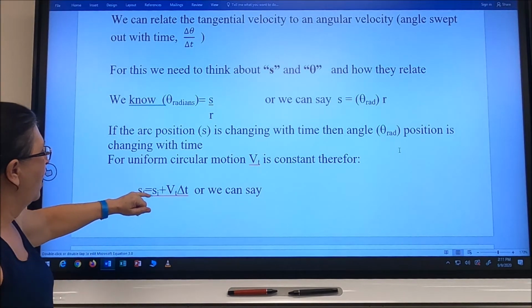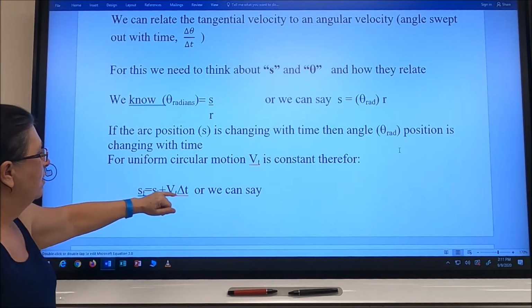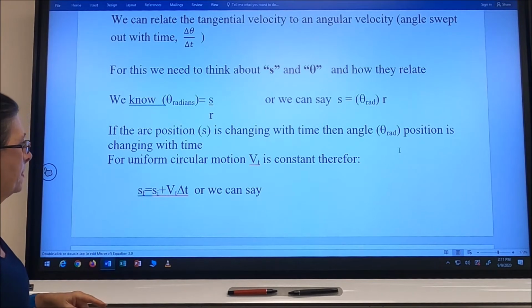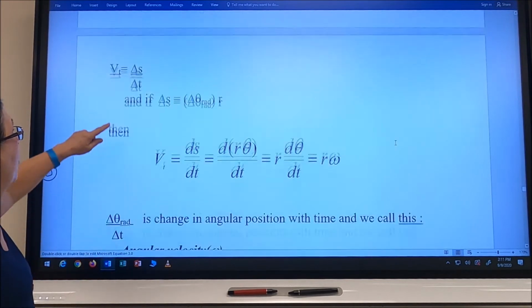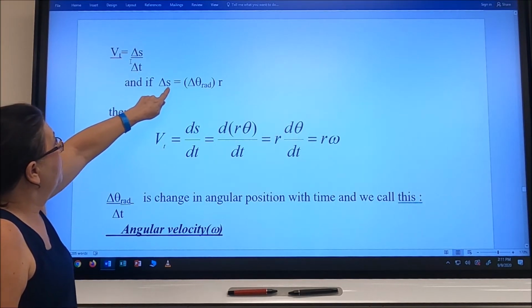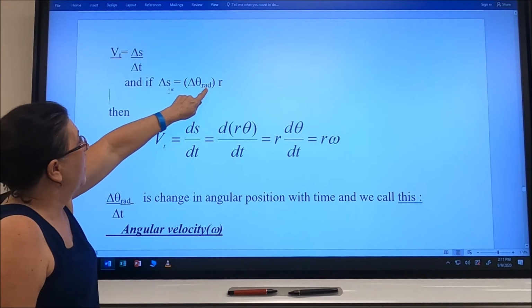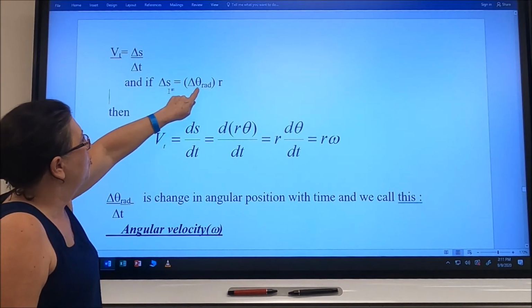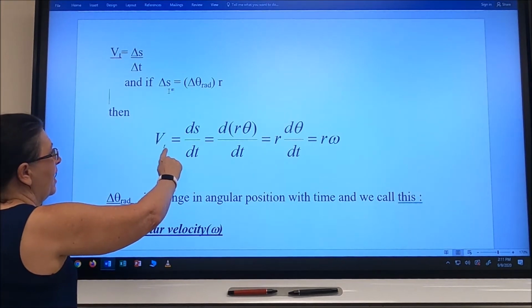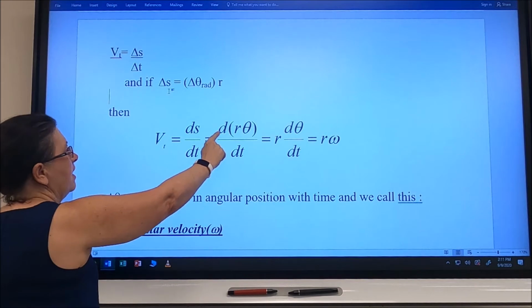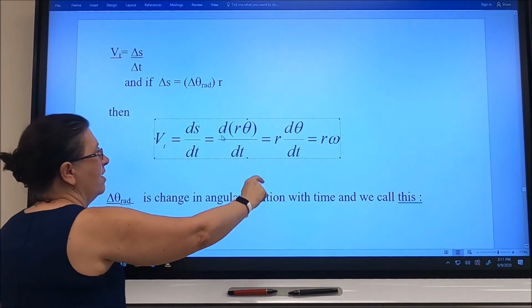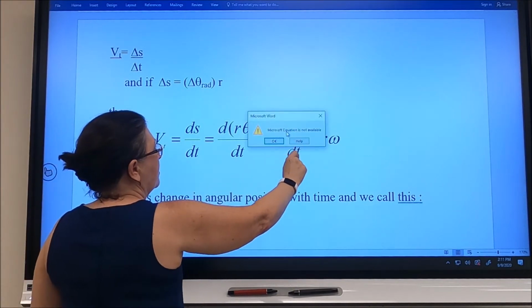So we know that S final equals S initial plus V sub T delta T. So we can say that V sub T equals delta S over delta T. And if the change in arc position is equal to change in angular position times R, then tangential velocity, delta S over delta T, is equal to the derivative of R theta over delta T. If R is a constant, then we get R d theta dt.